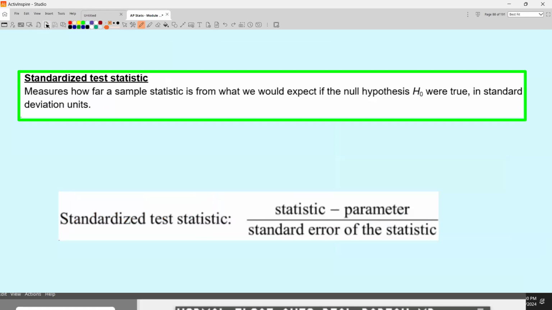They don't shoot 80%. So remember, the standardized test statistic is a z-score for now. There are going to be other ones that we're going to calculate eventually down the road, but for right now, it's just a z-score. It's our sample proportion minus our null proportion over the standard error using the null proportion.